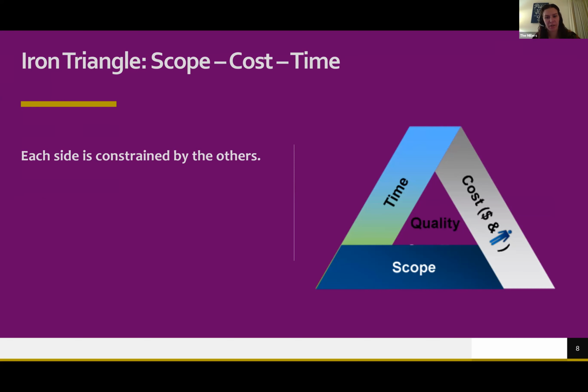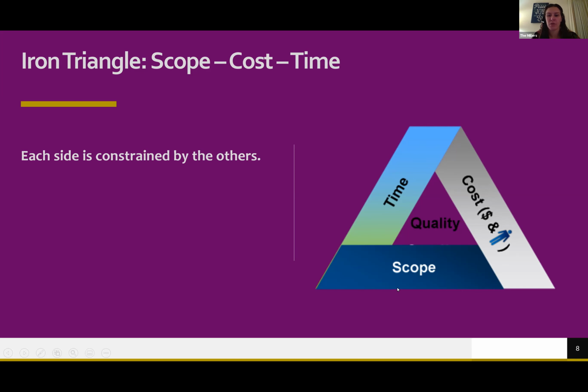So if you think about a triangle, right? If I need to shorten the time on this project, then either my cost has to become higher, or my scope has to be decreased for this to remain a triangle. Okay. So each side is constrained by the others. If I need to shorten my project, it's going to cost me more, or I'm going to need to decrease scope. If I need my project to cost less, then I need to either crunch my schedule, crash my schedule, or I need to remove things from scope.